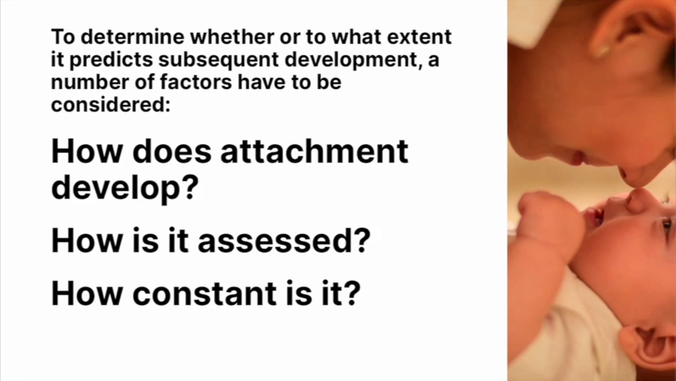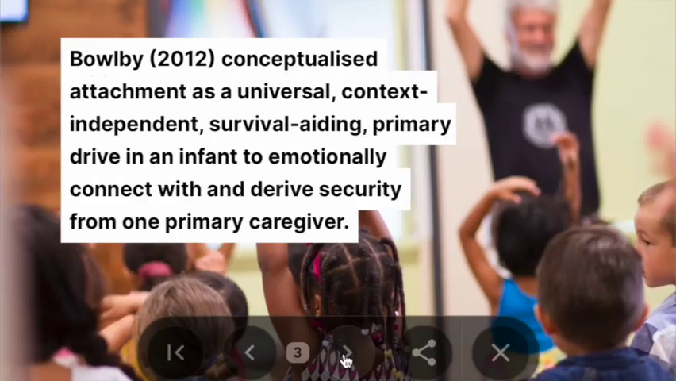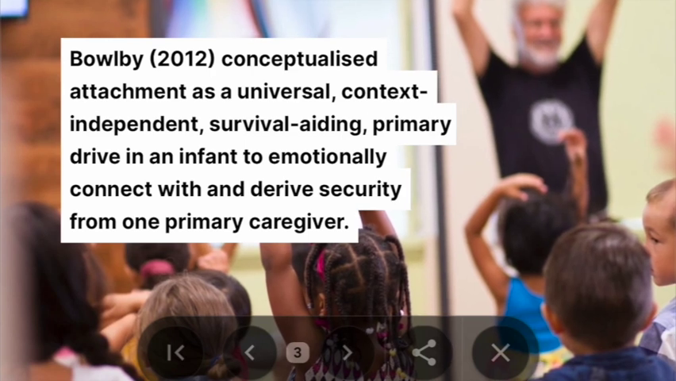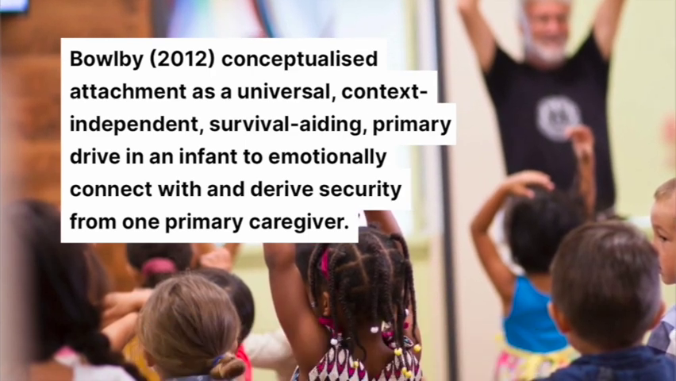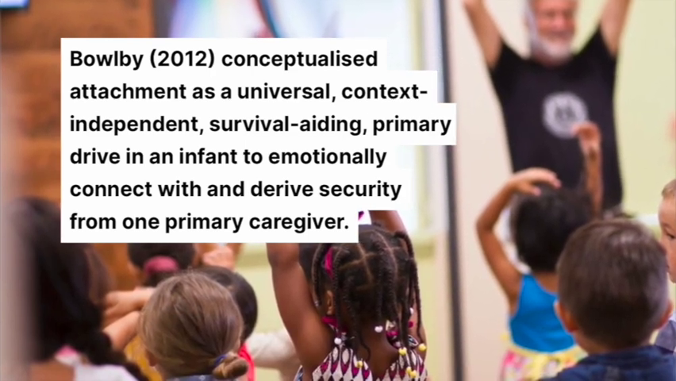And I'm going to give you the conclusion right now. Attachment is one variable that influences child development, but it's a very dynamic and complex interplay of biological and environmental factors as well. So in general, attachment is the emotional connection between an infant and their primary caregiver.